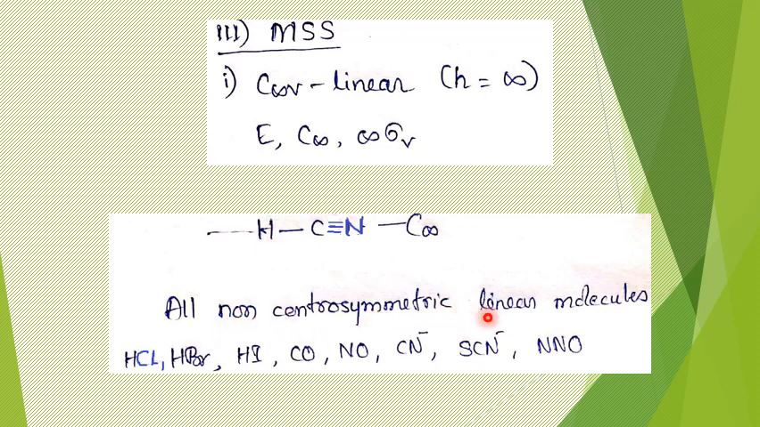Any non-centrosymmetric linear molecule will definitely be this point group, C infinity v itself. Some other examples: all heteronuclear diatomic molecules will definitely be this point group itself. You see, all these are heteronuclear diatomic molecules. Some triatomic molecules which do not contain an inversion center i, just like HCN, also go to this point group itself.